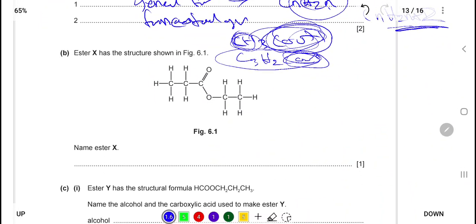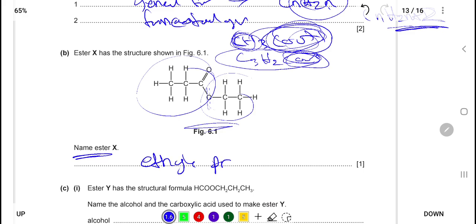Now, ester X is the structure in figure 6.1. This is it. Name the ester X. So this is the alcohol side, this is the carboxylic side. So it's going to be ethyl propanoate. You need to learn how to name them.